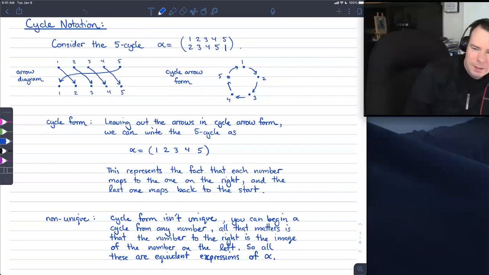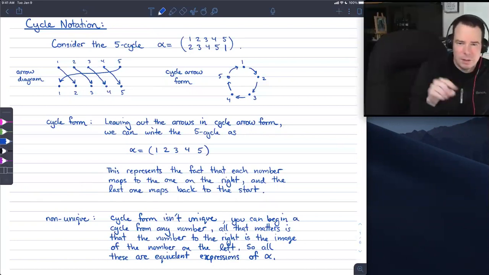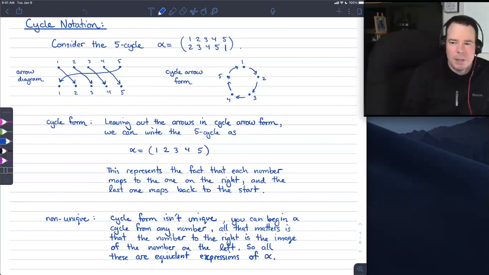And so what is cycle notation? Well, I've drawn the arrow diagram on the left for this particular permutation. 1 goes to 2, 2 goes to 3, 3 goes to 4, 4 to 5, 5 to 1. But in that arrow diagram, there's a lot of redundancy. And I can sort of simplify it down in some sense. I don't need to write down 2 copies of 1s because a permutation is a function that goes from the set back to itself. So maybe I can build that into my diagram.